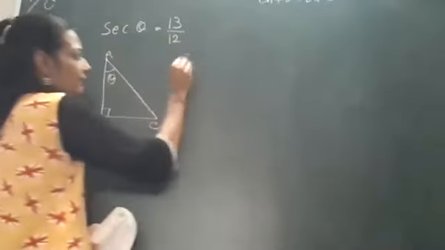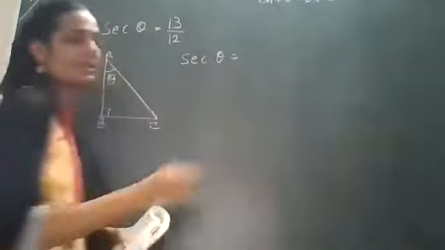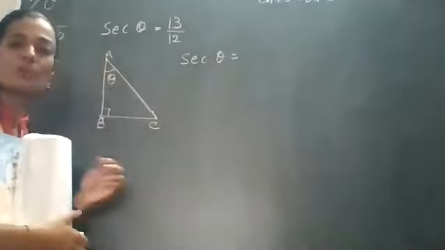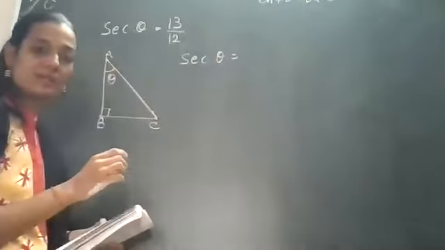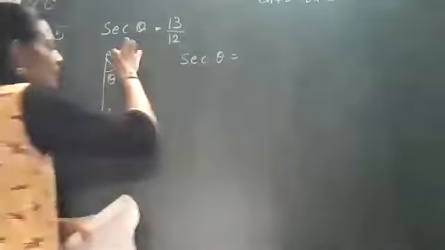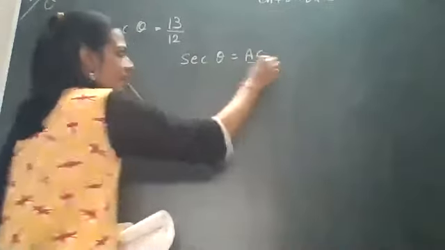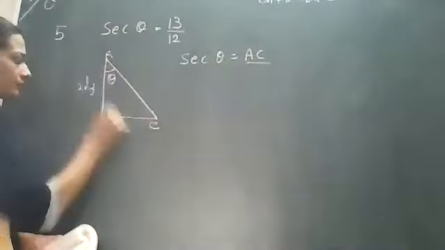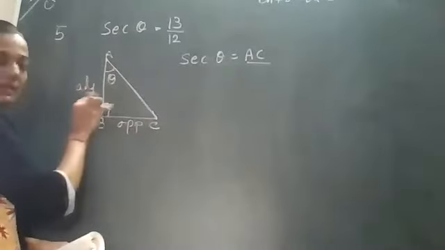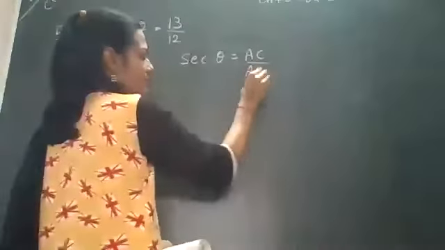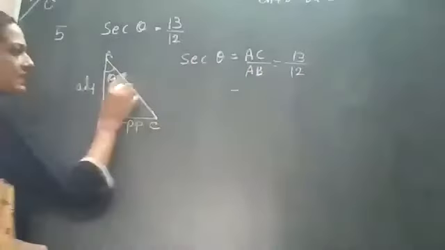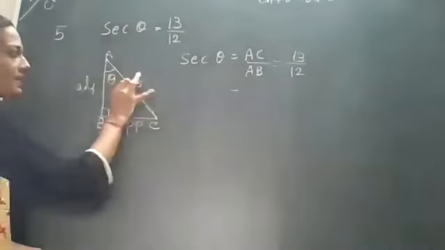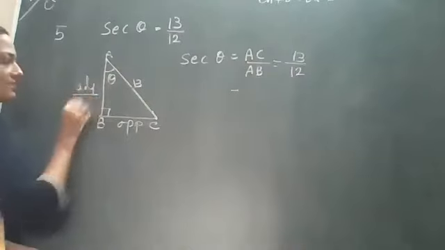Now sec theta. Sec theta is equal to what? It is opposite of cos theta. It becomes hypotenuse upon adjacent side. So the hypotenuse is AC and adjacent side will become what? AB, right? So adjacent is AB. So AC is given 13 and AB will become your 12. So we can write here AC is given 13 and adjacent side is given as 12.